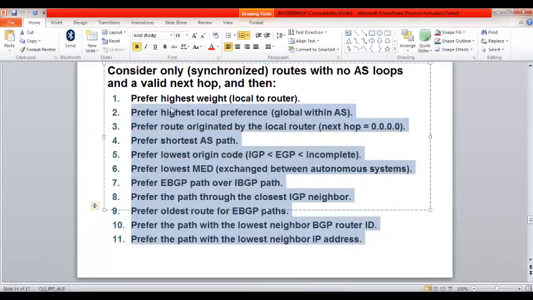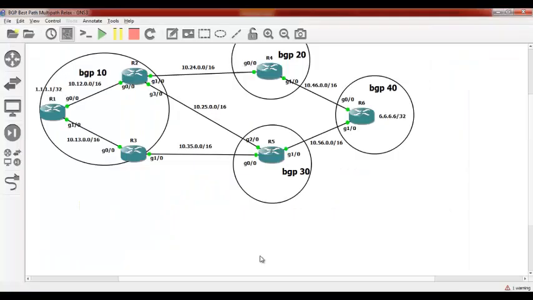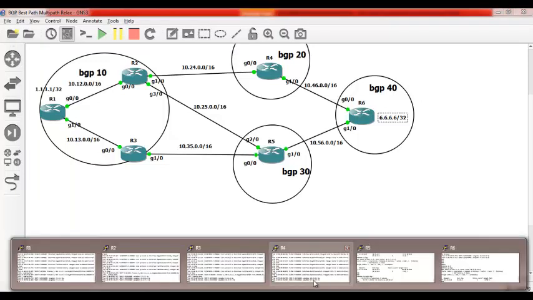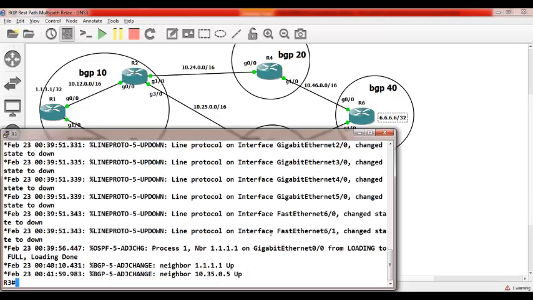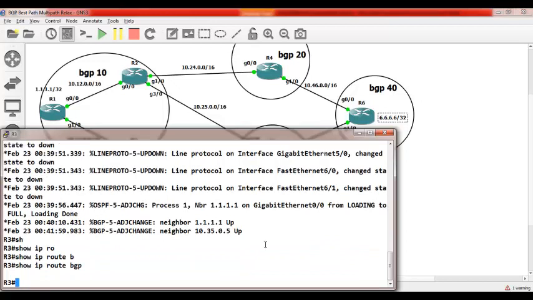So we understood how to set weight. Next is the local preference. To understand local preference, let's change the scenario. We are going to learn local preference using this autonomous system 10. For that, I want 6.6.6.6 to come to autonomous system 10. Let's check whether AS 10 knows about 6.6.6.6. I'm on router 3. Show IP route BGP. I don't have any routes.